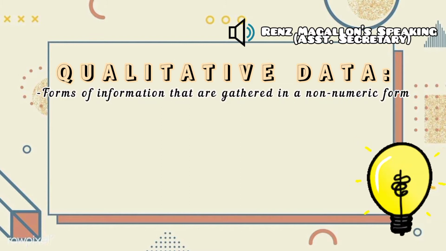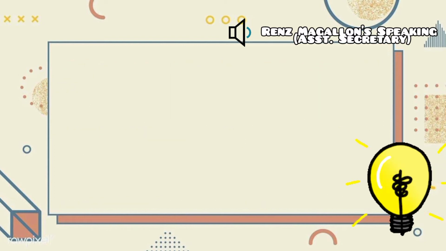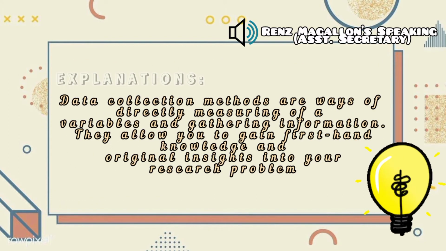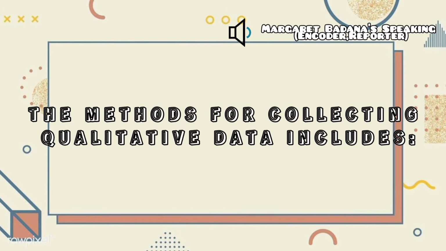Qualitative data are forms of information that are gathered in a non-numeric form. These describe qualities or characteristics which cannot be measured numerically. Qualitative data can be in the form of interview transcripts, field notes, video, audio recordings, images, and documents. Data collection is the systematic process of gathering and measuring information on variables of interest in order to answer stated research questions, test hypotheses, and evaluate outcomes. The methods for collecting qualitative data include interviews and observations.